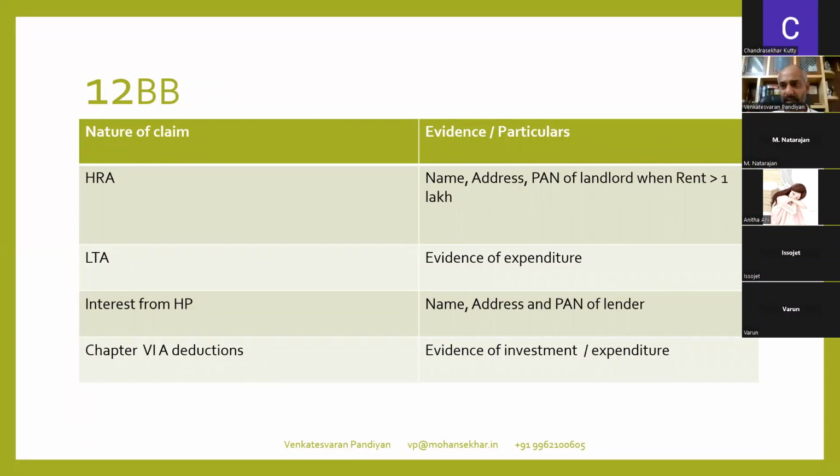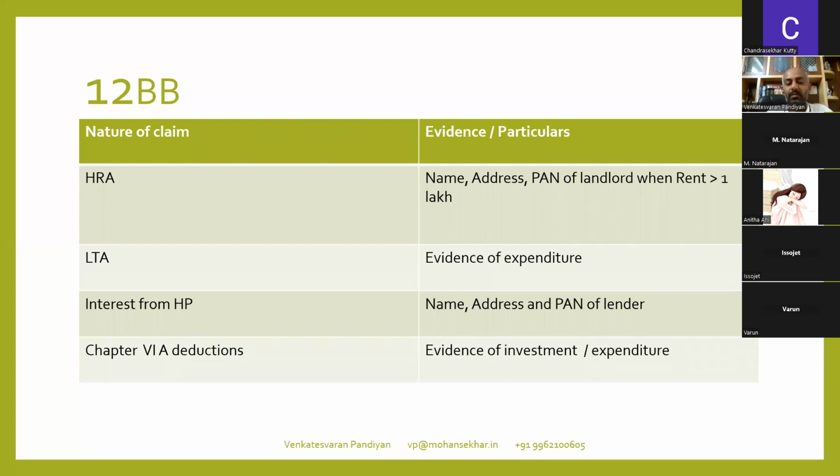First and foremost, HRA. When it comes to HRA, the employer is expected to collect the name and address of the landlord to whom the employee pays the rent. Very important, if the total rent paid during the year crosses 1 lakh rupees, the PAN number of the landlord is required. So the employer has to collect that. When it comes to LTA, LTA is very sensitive. So the employer has to collect evidence of all the expenditure that is paid, determine the eligibility of LTA and keep it on record.